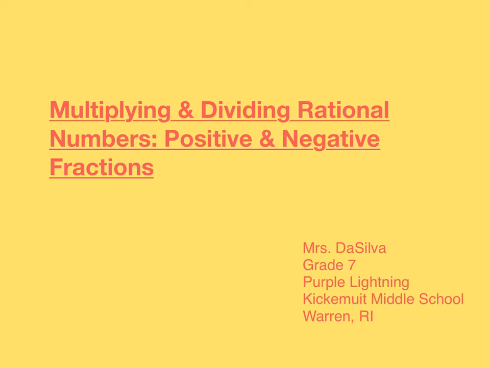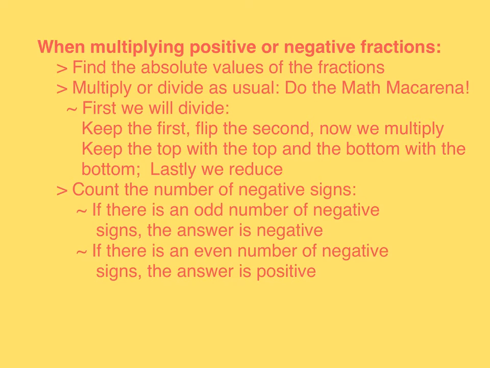So the very last thing that we need to talk about when doing operations with rational numbers would be the multiplying and dividing of positive and negative fractions. So the first thing we have is all of our rules, which you can pause the video here and get into your notebook. You want to find the absolute values of those fractions first, and then you need to multiply or divide as usual.